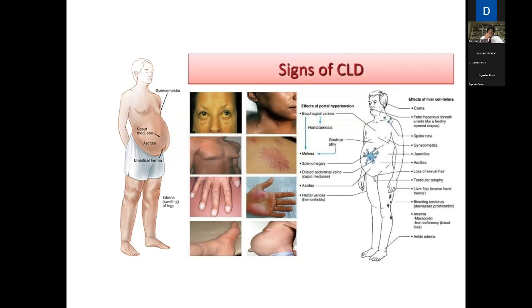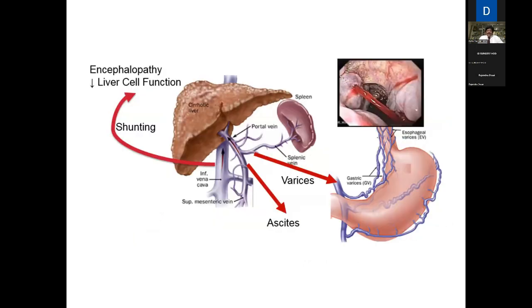See, as I said earlier, the ones with cirrhosis have all the signs of liver cell failure. So, clinical examination of this patient when they come with GI bleed, it's not very difficult to find out that they are cirrhotics with a damaged liver, or they are non-cirrhotics in the absence of any of these signs. And the liver is cirrhotic, the portal pressure is high, they develop varices, they develop ascites, and also they develop encephalopathy.